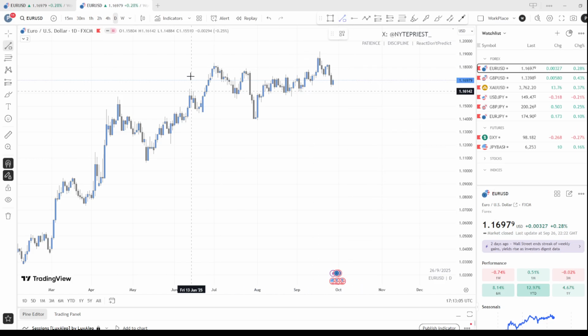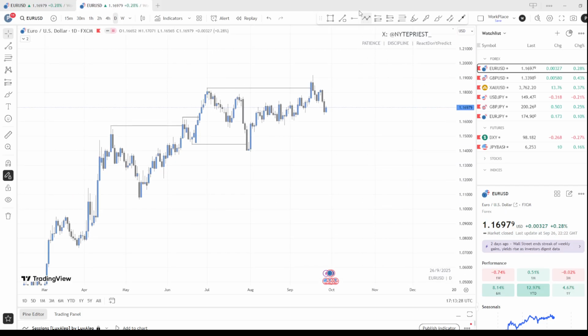So let's start again. We had a break of structure on the daily time frame here. We also had a break of structure here. And then we had a change of character and then a break of structure to the upside.